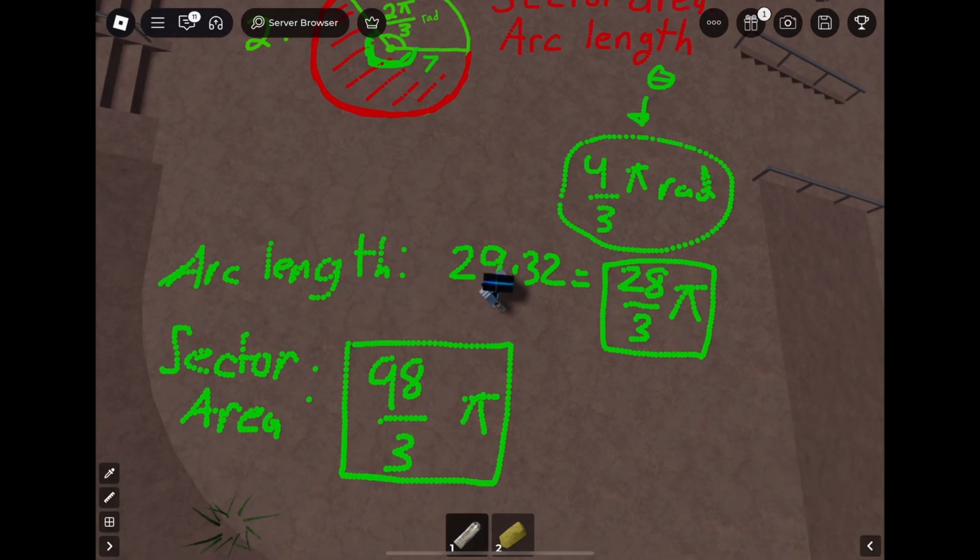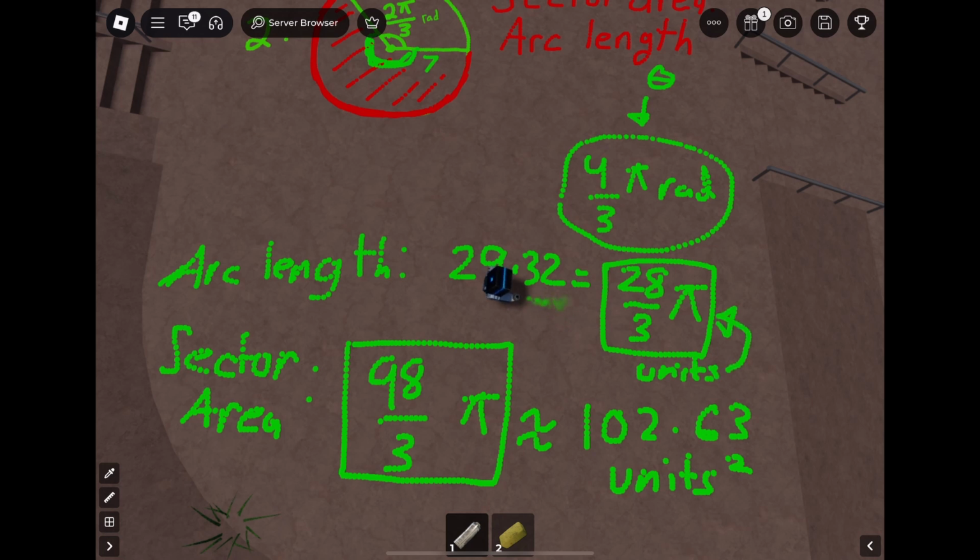And if you want this as a decimal, it ends up being roughly 102.63. And the units on this would once again be units squared, whereas the above arc length would just have units as the units, whatever those are. So for example, if this was in feet, the arc length would be in feet, and the sector area would have feet squared as the units. Let's move on to some harder problems now.